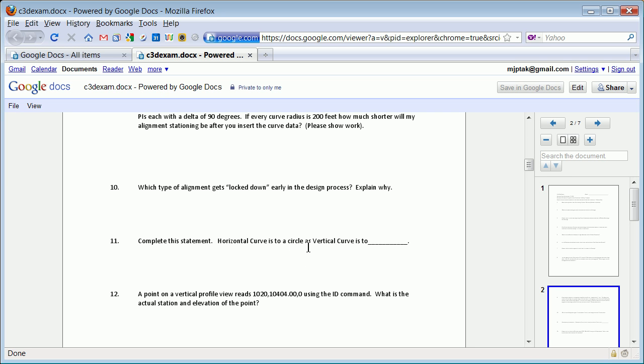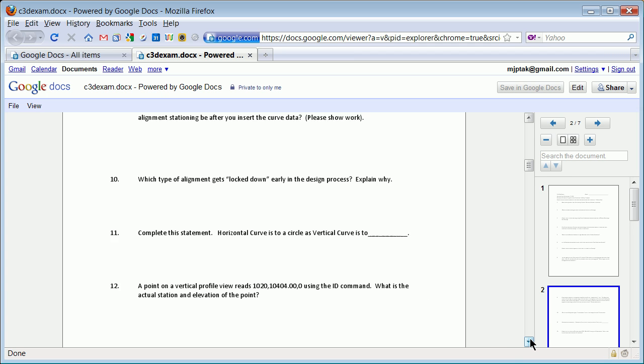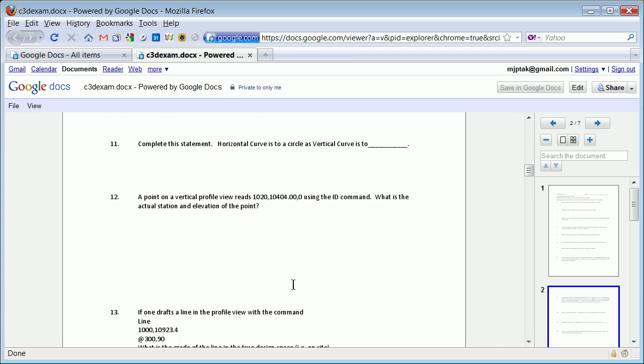Horizontal is to a circle as a vertical curve is to a parabola. You have to realize that we need to train our brain to read profiles at x and y times 10 or divided by 10 as the case would be, and so you need to learn to shift the decimal place as you need. So that would be station 1020, elevation 1040.4.